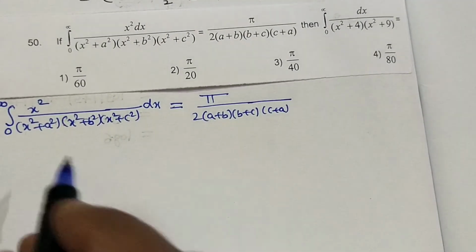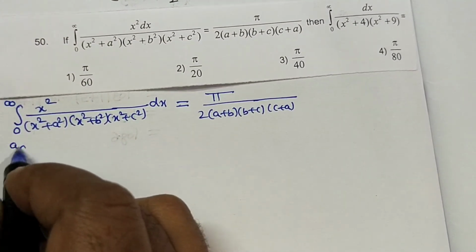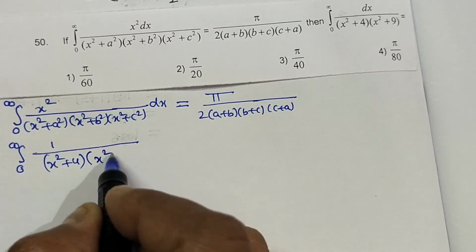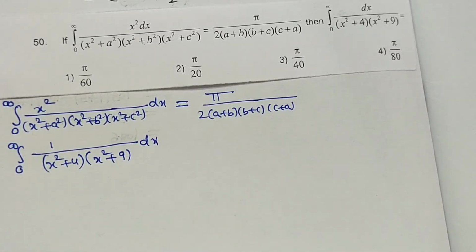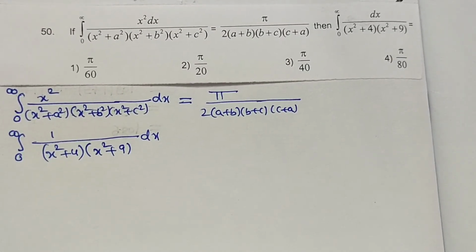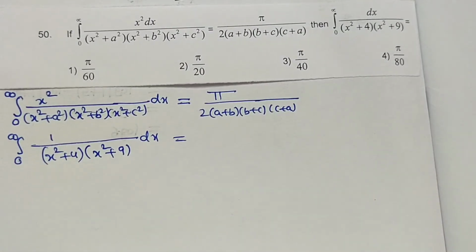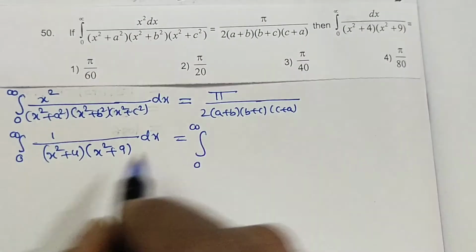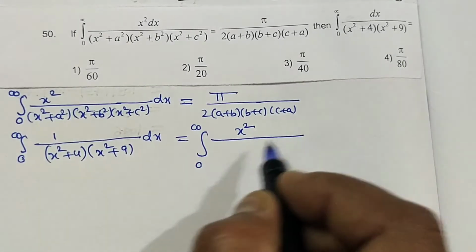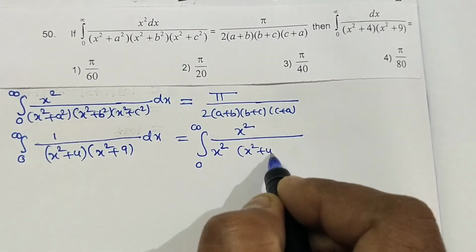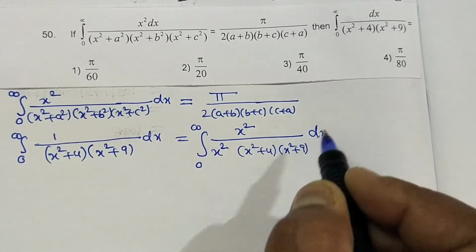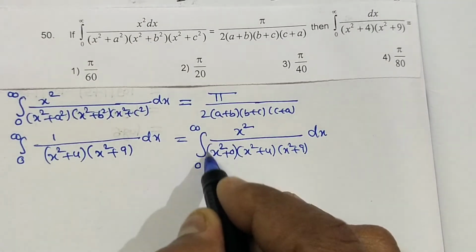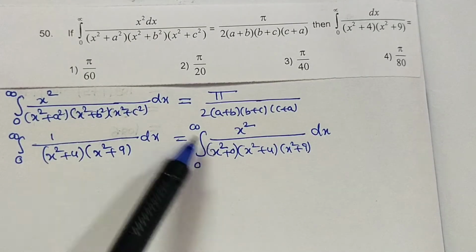So now they are asking integral 0 to infinity 1 by x square plus 4 into x square plus 9 into dx. Which is equal to... So what I am going to do is multiply and divide by x square for this term. If you do that, x square multiplying and dividing, x square plus 4 into x square plus 9 into dx. So in the denominator, x square can be written as x square plus 0. We can write it. Now you compare these two, which are in the same form.